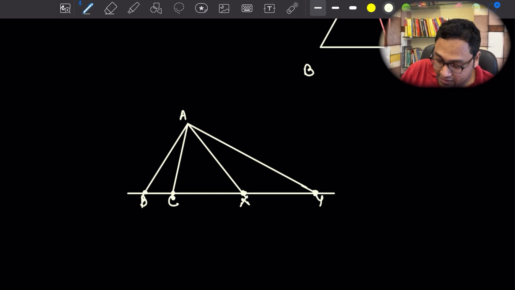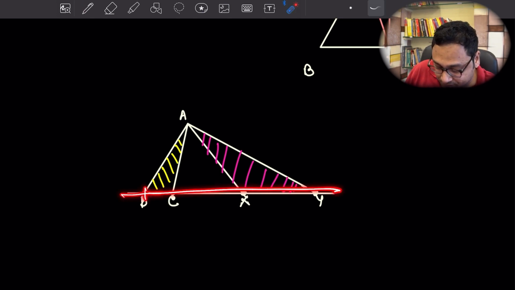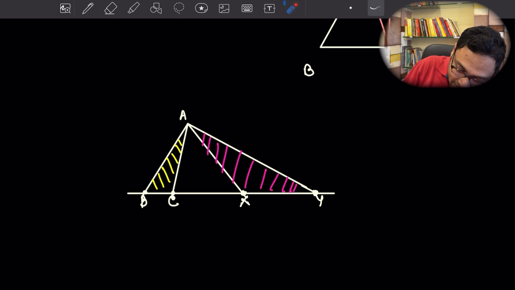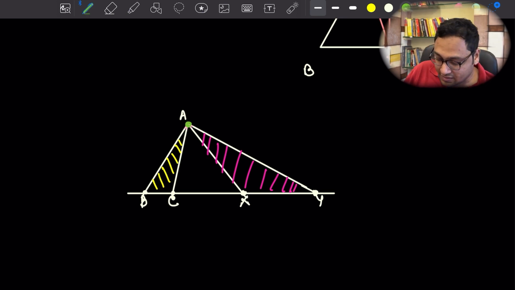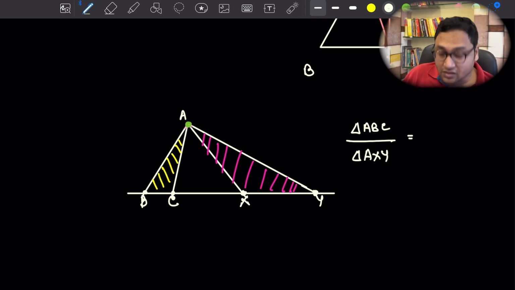Okay, and they are standing on the same base. So the line on which the bases are, this is the same straight line. And maybe they share a vertex like this. Then the area of triangle ABC divided by area of triangle AXY is equal to the ratio of their bases.